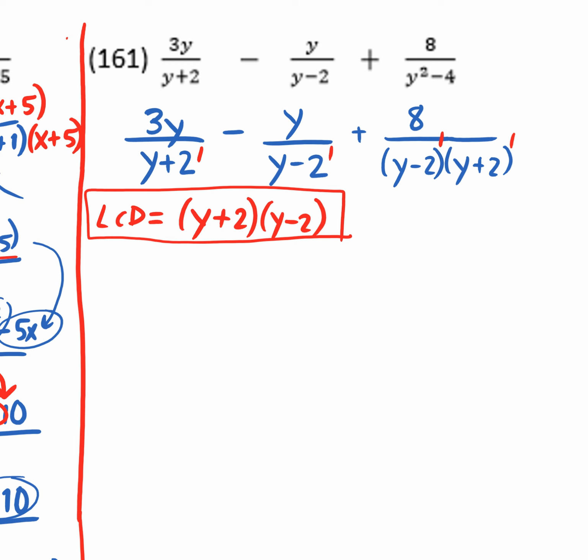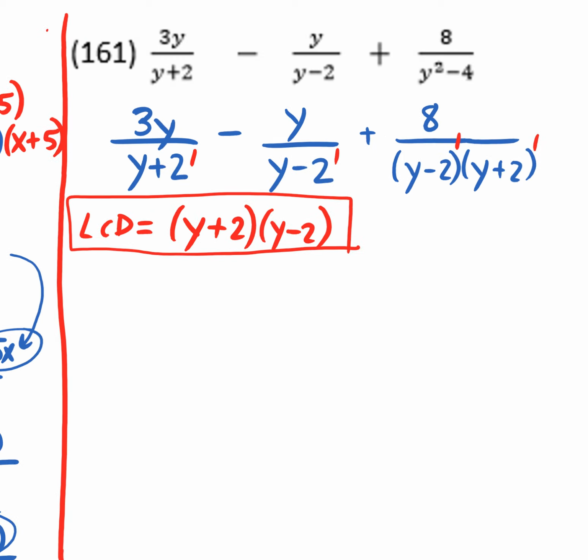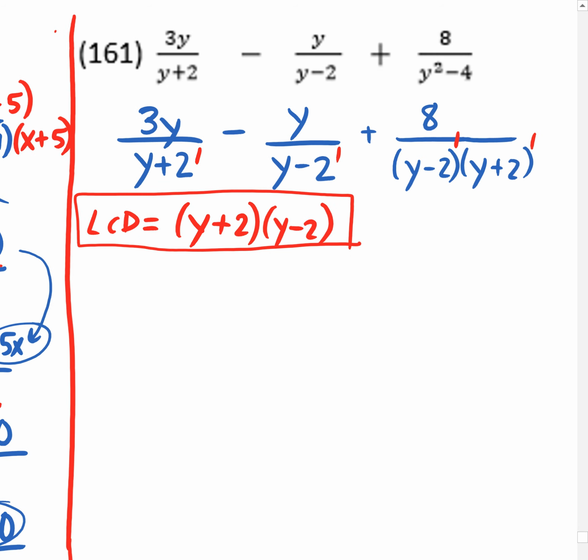So I'm going to multiply each of these rational expressions by whatever it needs to have that LCD. The leftmost one has a y plus 2, but it's missing the y minus 2. So I'm going to go ahead and give it the y minus 2, numerator and denominator. The middle rational expression has the y minus 2, but it's missing the y plus 2. So I have to multiply that guy. The rightmost one has the y minus 2 and the y plus 2, so I don't need to multiply it by anything. I'm going to leave it the same.